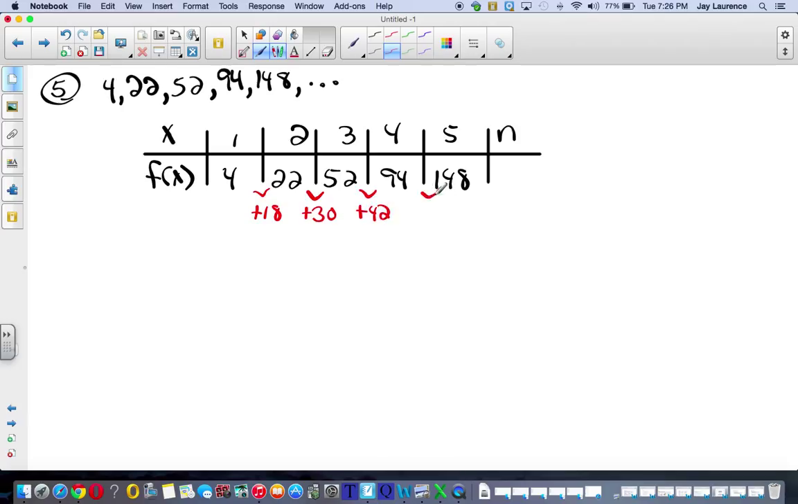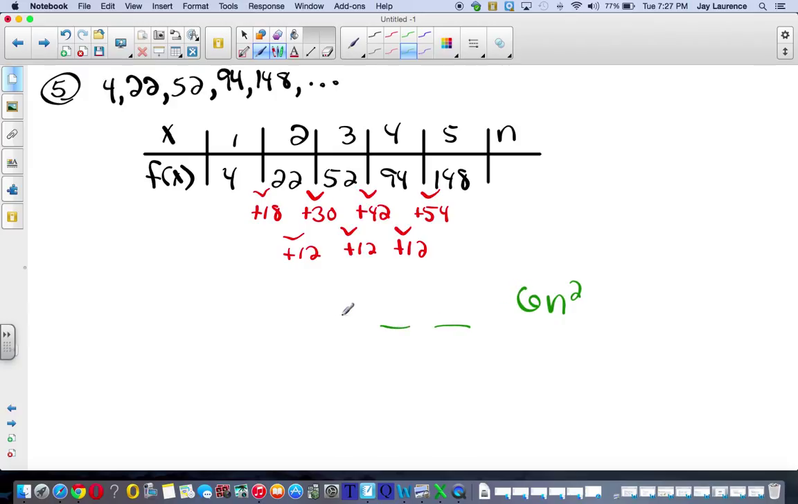And then 94, plus 6 to get 154. Yeah, 54, I think, right? Okay, so the second differences will be plus 12 and plus 12. And sure enough, plus 12. So it's an n squared. But because that's a 12 there, it's going to be a 6n squared. I take half of the difference and put it there.